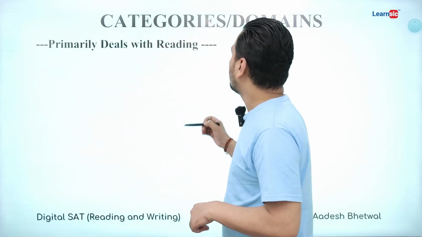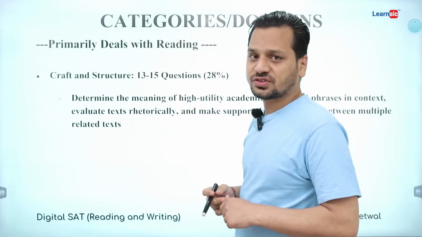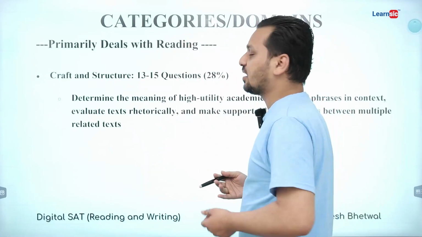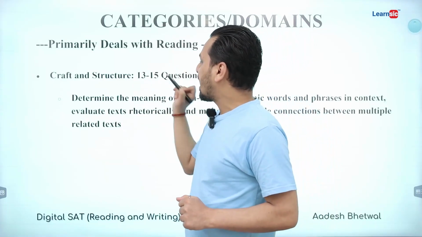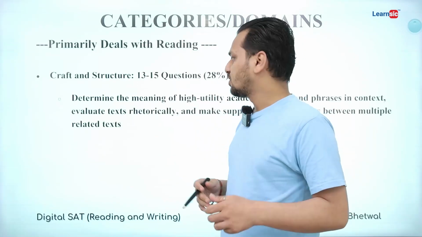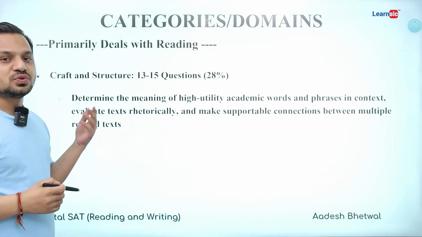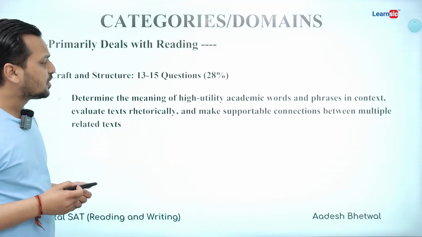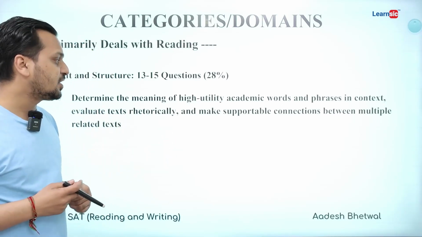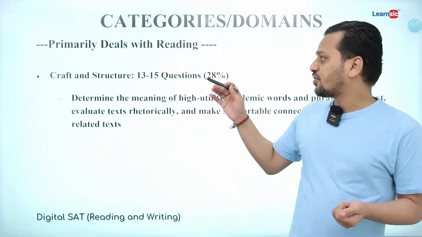So the first domain which primarily deals with reading is craft and structure. Craft and structure is the first domain which we find in digital SAT. From craft and structure, there will be 13 to 15 questions, and this accounts for 28% of the total questions in English reading and writing. In this domain, you determine the meaning of high utility academic words and phrases in context, evaluate text rhetorically, and make supportable connections between multiple related texts. So this is what craft and structure will be doing.